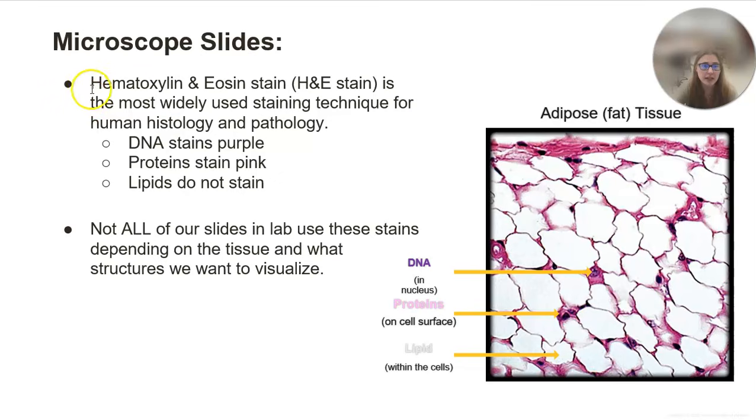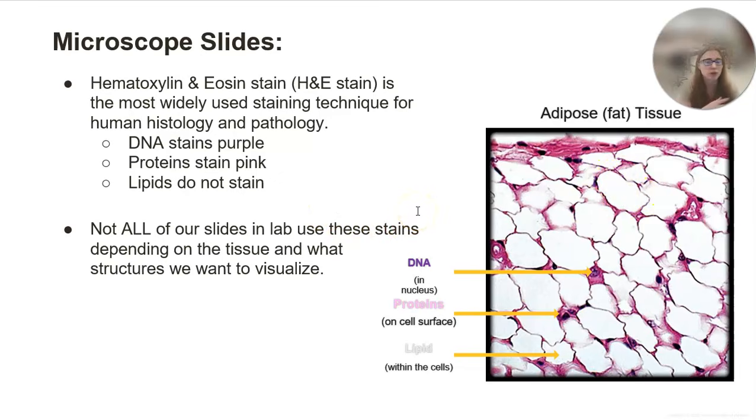The most common stain that's used in human histology and pathology is going to be hematoxylin and eosin stain, also called H&E stain. This stain is going to target 2 different types of structures or molecules within a tissue. DNA is going to end up being stained purple. So here we can see the DNA in that nucleus is nice and bright and purple. Proteins are going to be stained pink, so we can see all of this pink outlining of the cellular membranes of these cells, which have plenty of proteins in them.